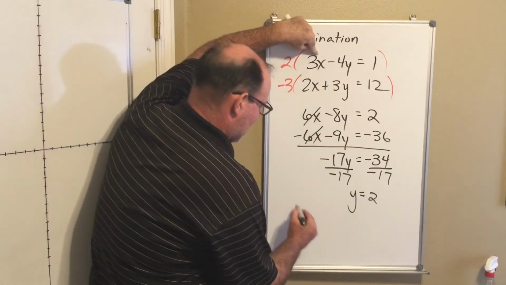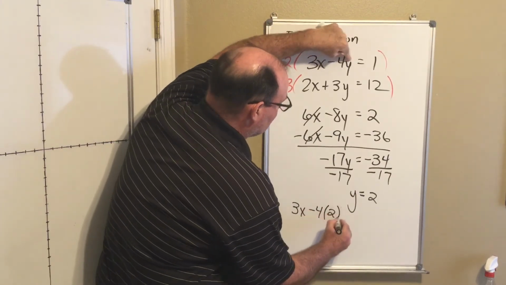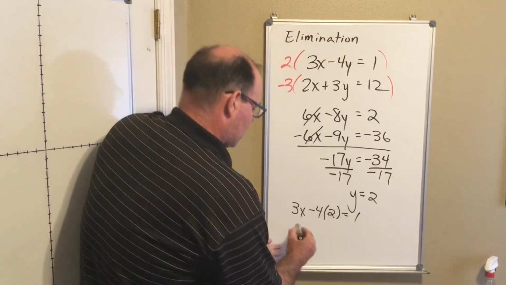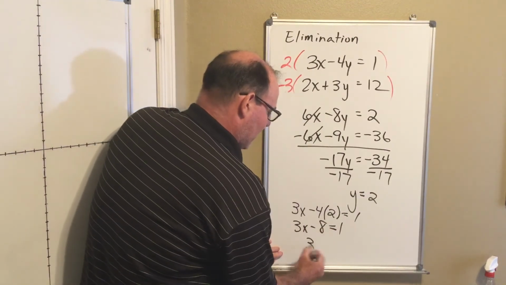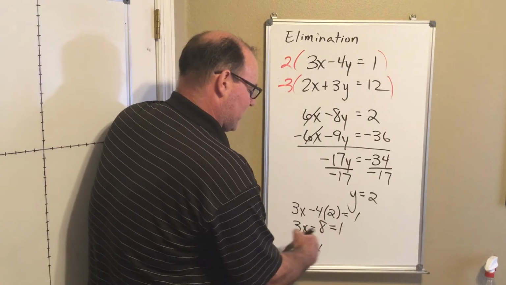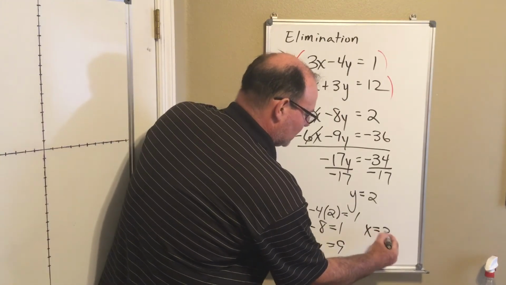So I've got 3x minus 4 times y, which is 2, is equal to 1. So that's 3x minus 8 equals 1. When I add the 8 over, that's 3x is equal to 9. When I divide by 3, that's x equals 3.